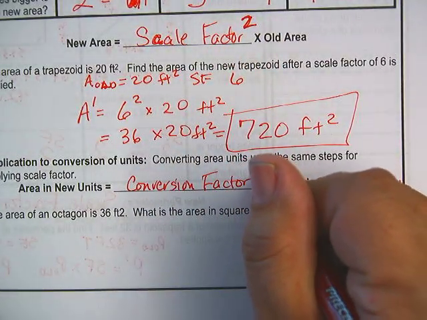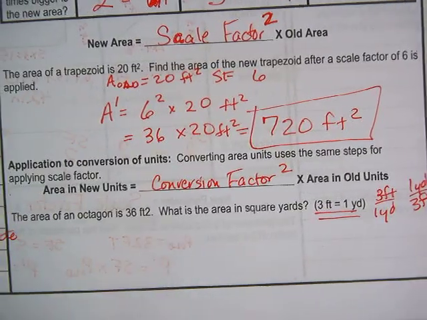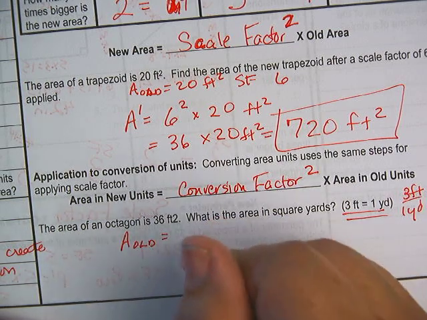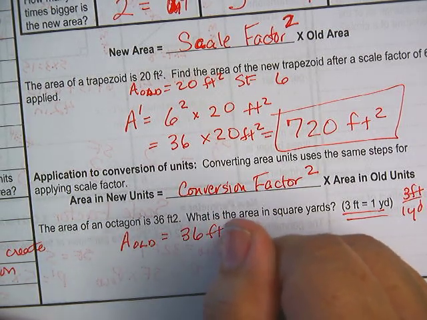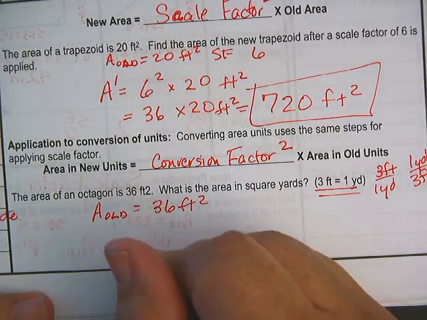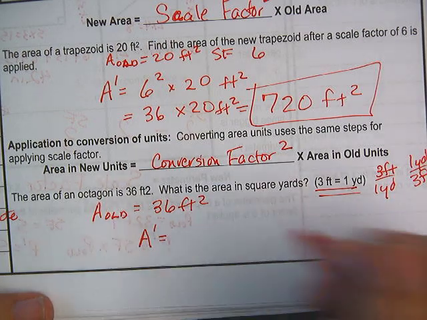But first of all, before I do that, a conversion factor is like a scale factor. So if scale factor is squared for area, then you have to square your conversion factor for area. If I was doing perimeter, I just use the conversion factor. All right? So my old area in different units is 36 feet squared.